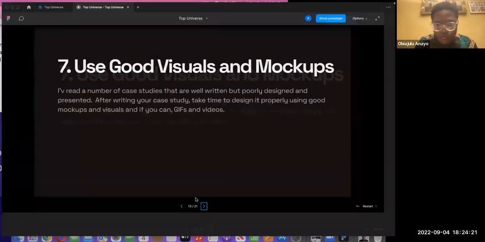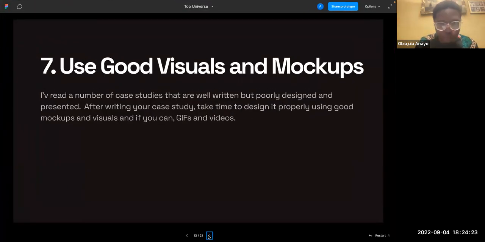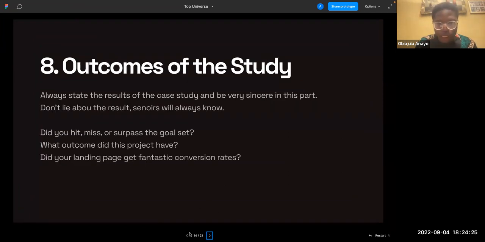Okay, so another thing that you have to do is state the outcomes of the case study. Always state the results of your case study and be very sincere in this part, right? Don't lie about the results because we seniors will always know, right? So did you hit or miss or surpass the goal set? Some typos here, part of my typos, right? What was the outcome? What outcome did this project have? Did your landing page get a fantastic conversion rate? So what are the outcomes of this case study?